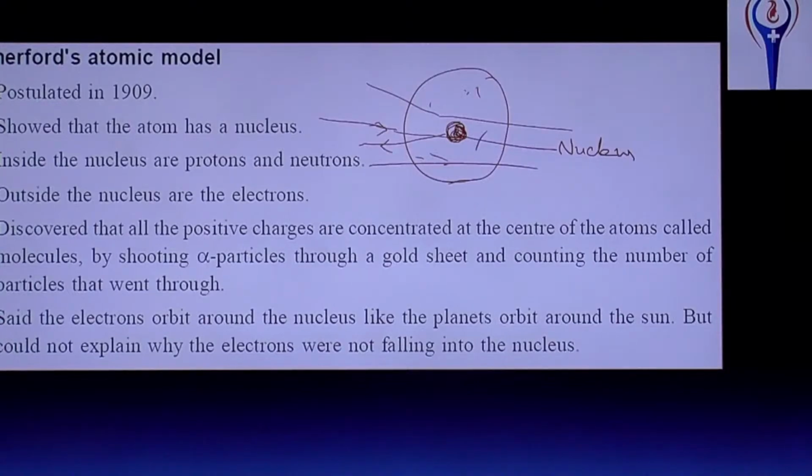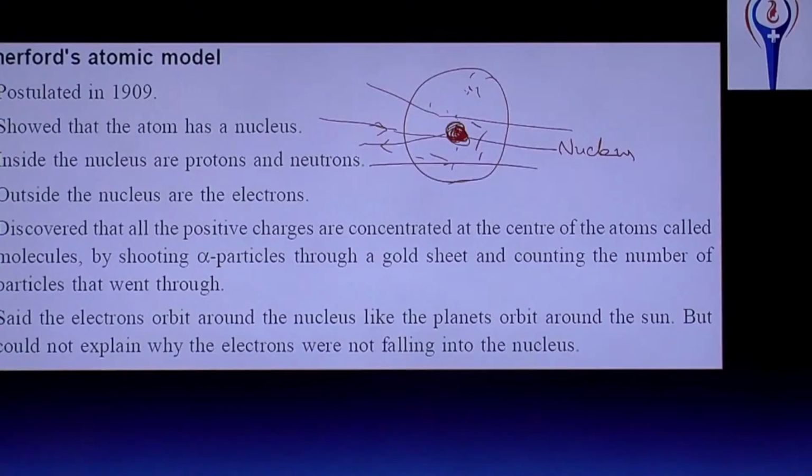He discovered that all the positive charges are concentrated at the center of the atom, called the nucleus. By shooting alpha particles, alpha rays, through a thin gold foil sheet and counting the number of particles that went through, he found that there is mostly vacuum space in some regions, and only here are the denser regions.